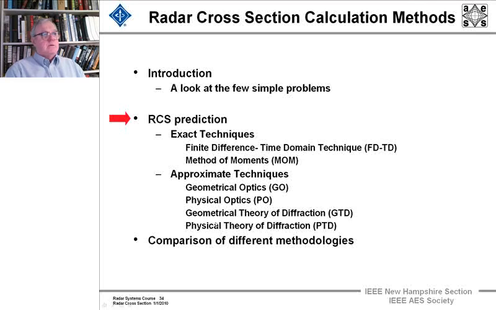Now to the next section, radar cross-section prediction. There are two main categories that you can break down the prediction calculation methodologies: exact techniques and approximate techniques. And we're going to take them just in this order. Then, of course, we'll compare the different methodologies with their strengths and weaknesses.